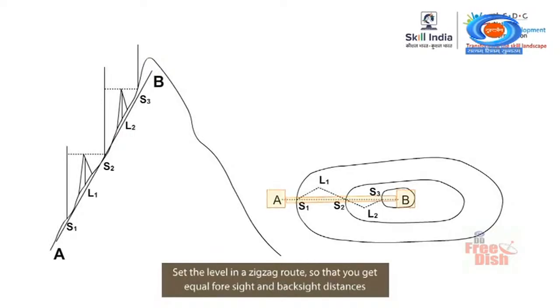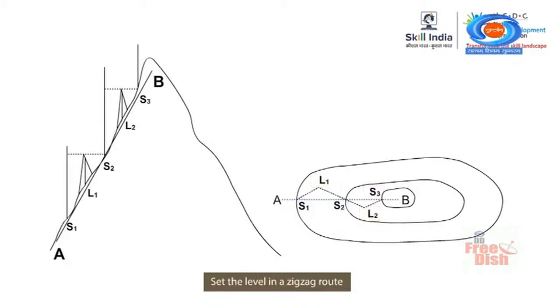For example, if AB is a line on the slope along which leveling must be carried out, then L1 and L2 are the positions of the level on the slope, and S1, S2 and S3 are the positions of the staff. So remember, to solve the problem of leveling on a steep slope, set the level in a zigzag route so that you can get equal backside and foresight distances.